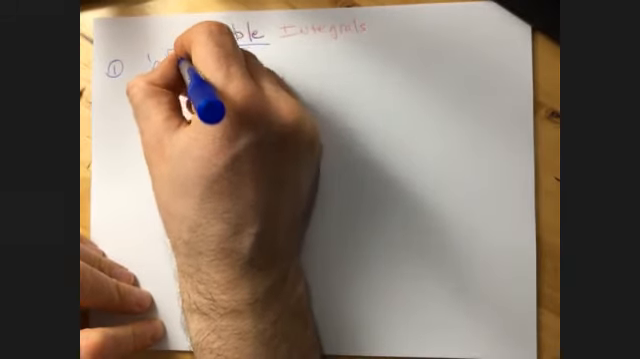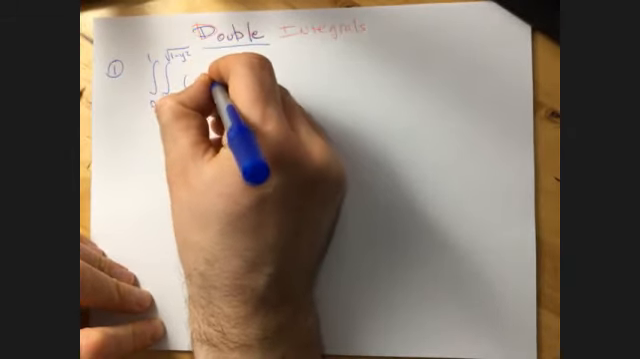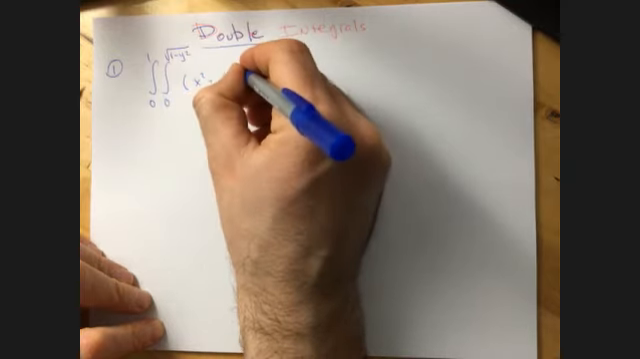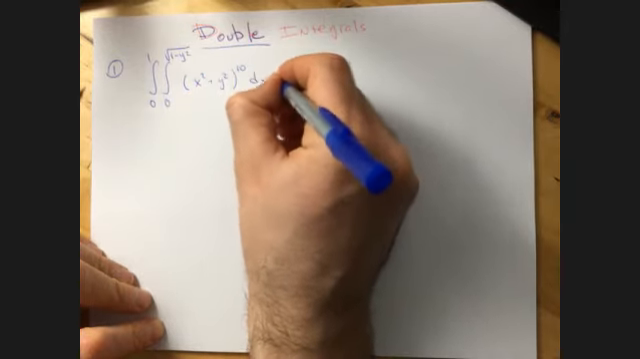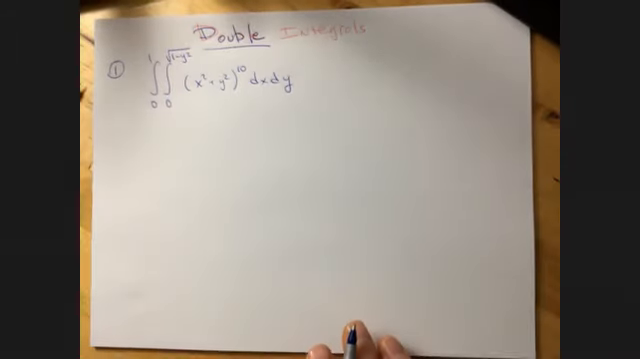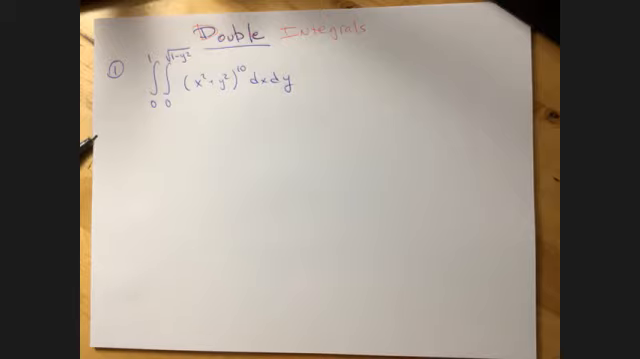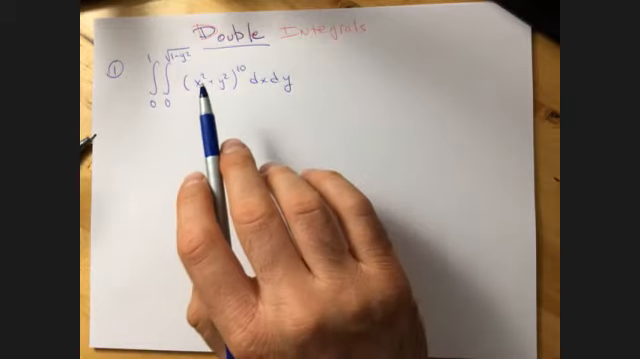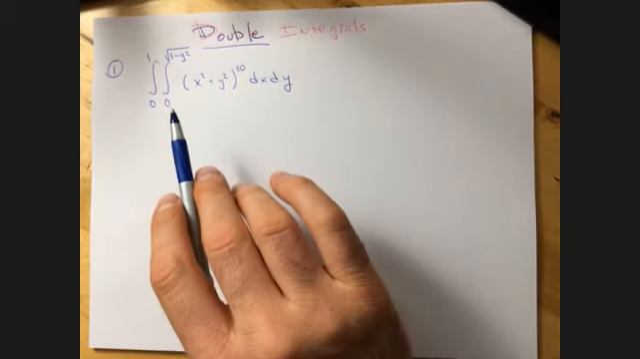So in this video, we'll do a bunch of double integrals. And let's just start right away. Evaluate the double integral from 0 to 1 and from 0 to square root of 1 minus y squared, x squared plus y squared to the power of 10 dx dy. Okay, so the idea in this exercise is to get used to evaluating these double integrals, and that usually is being done by converting from Cartesian to polar coordinates, or just changing the order of integration.